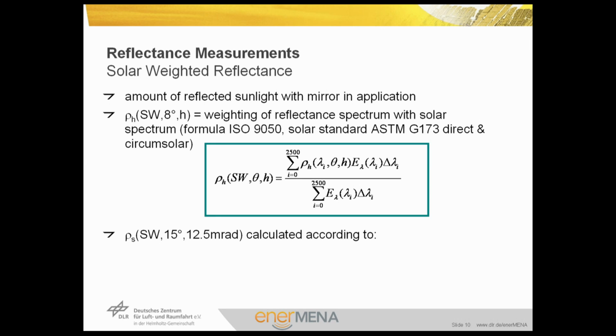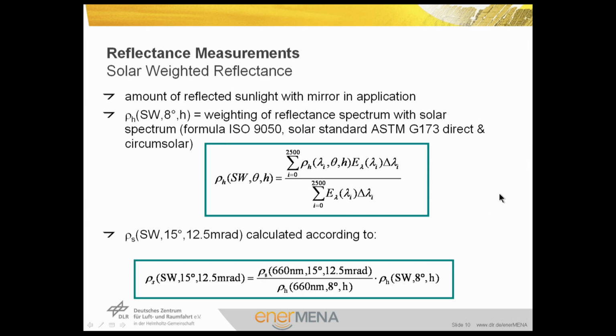Then we have the solar-weighted hemispherical reflectance, and this we can use to calculate the solar-weighted specular reflectance, where we remind ourselves that we only have the measurement at one wavelength. So we assume, as seen before in the graph, that the ratio between the specular reflectance at the measurement wavelength and the hemispherical reflectance at the same wavelength is constant over the whole spectrum, or at least similar.